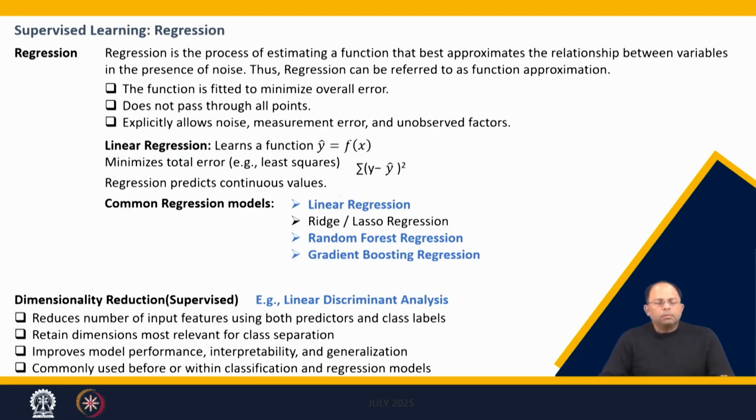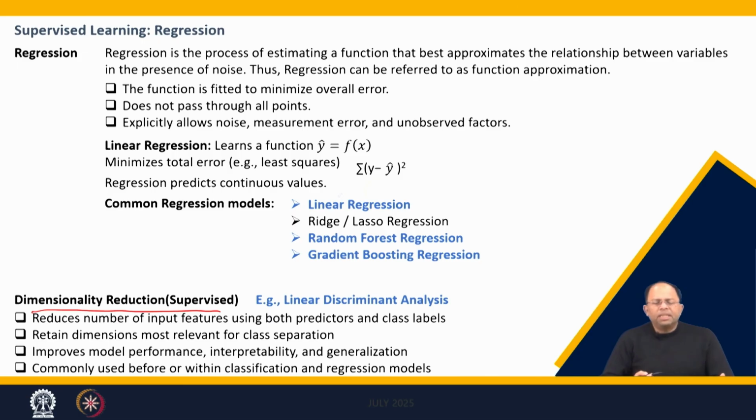Now there are two kinds of supervised learning primarily, that is regression and classification, but of course we have dimensionality reduction as well, which is also supervised. But primarily we usually use the regression and the classification tasks. Those are what we would encounter mostly.